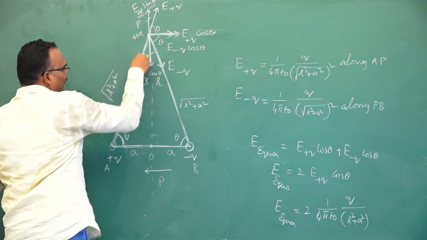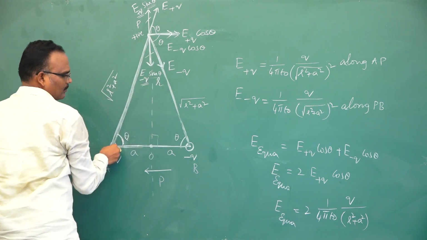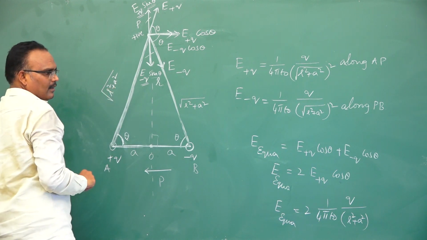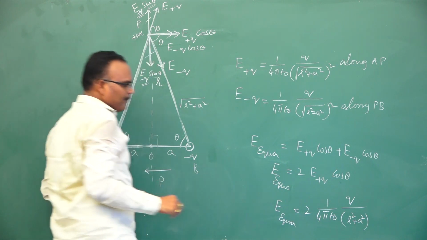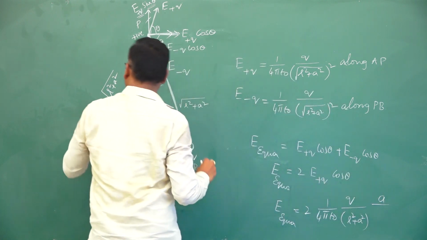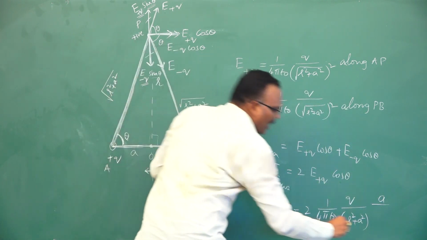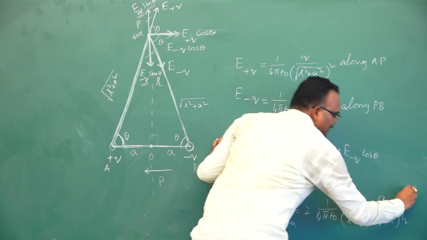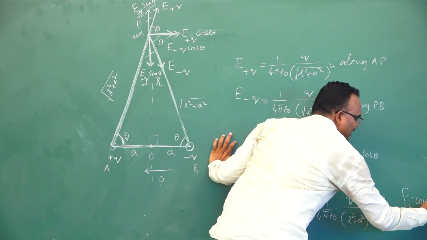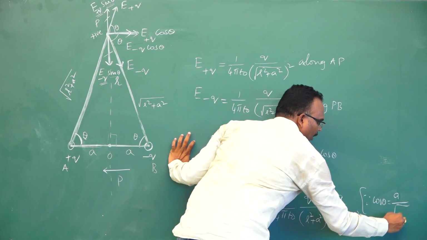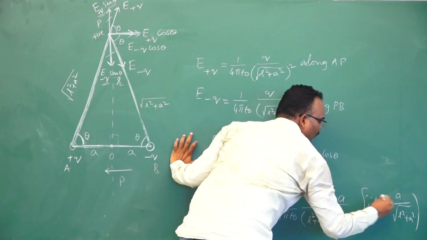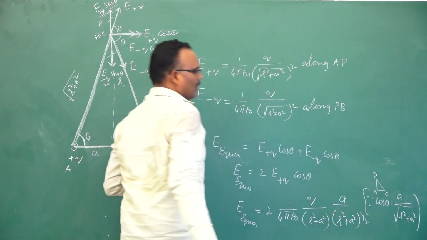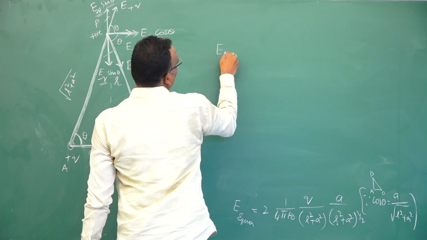Cos theta I will calculate from the right angle triangle here. Cos theta means adjacent side by hypotenuse. So adjacent side is a. Hypotenuse is square root of r square plus a square, also can be written as r square plus a square whole power 1 by 2. Since cos theta is equal to a by square root of r square plus a square from right angle triangle AOP.